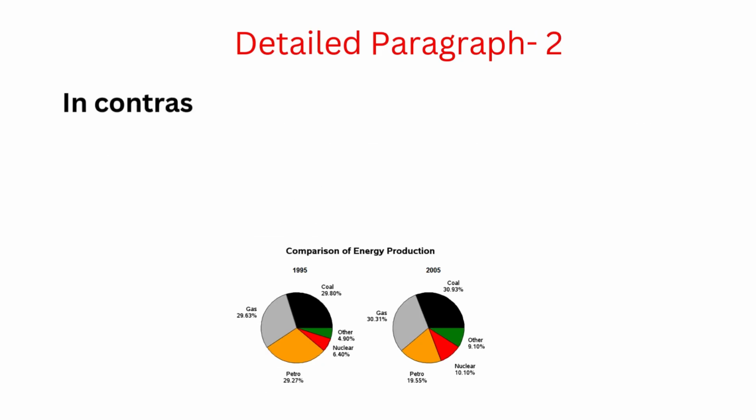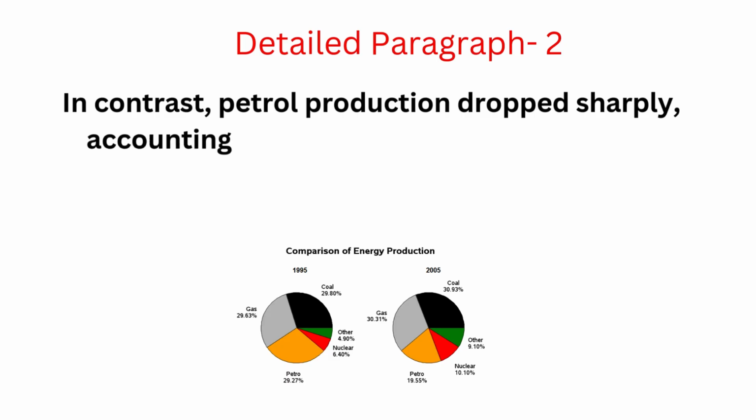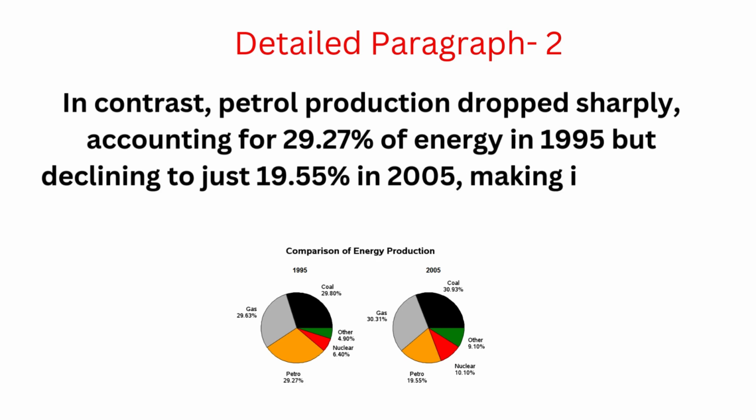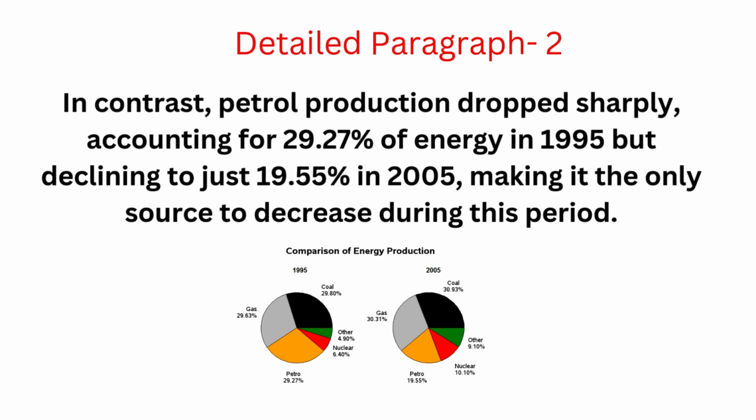In contrast, petrol production dropped sharply, accounting for 29.27% of energy in 1995 but declining to just 19.55% in 2005, making it the only source to decrease during this period.